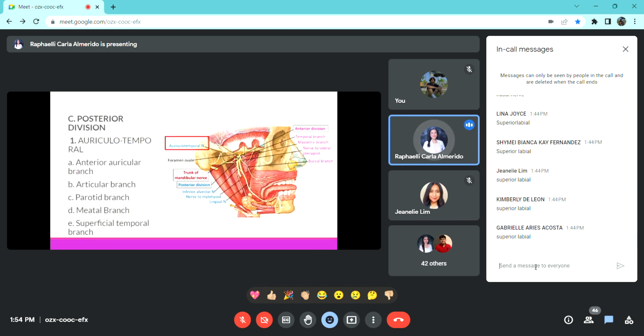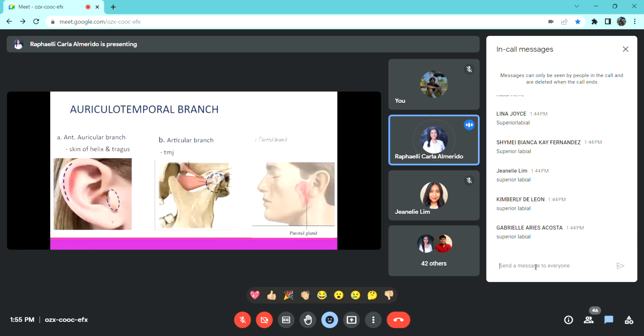The auriculotemporal nerve has the following branches. There are quite a lot, but the majority of these supply the ear and temporal region. The anterior auricular branch supplies the front of the upper part of your auricle, or simply the skin of the helix and tragus. What is the helix? Here, this is your helix and your tragus region.